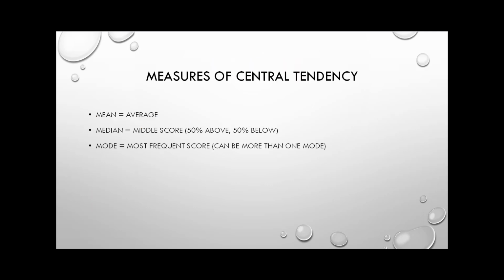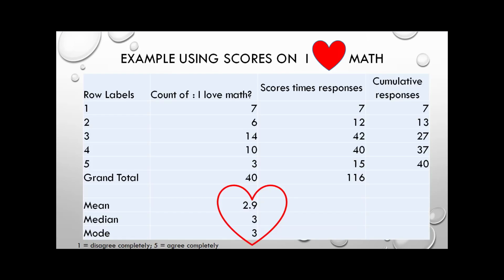The mean is the average of all of the scores. The median is the middle score, where half of the scores are above and half of the scores are below. And the mode is the most frequent score. And you can have more than one mode. You may have a bimodal or trimodal or multimodal distribution.